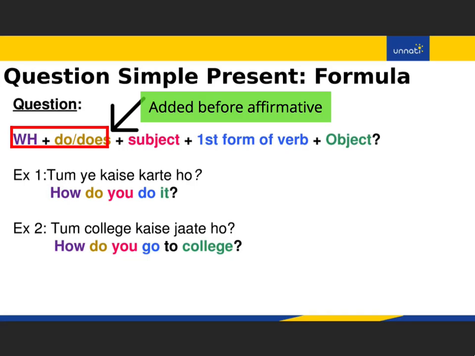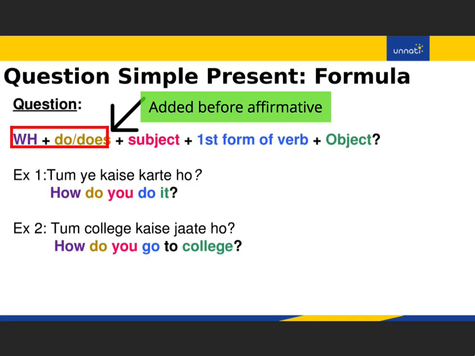तुम ये कैसे करते हो? How do you do it? So how is the question word or the WH word. Then comes the do or does. So do over here. You is the subject. Do is the verb form here, the first form of the verb. Then it is the object. How do you do it?